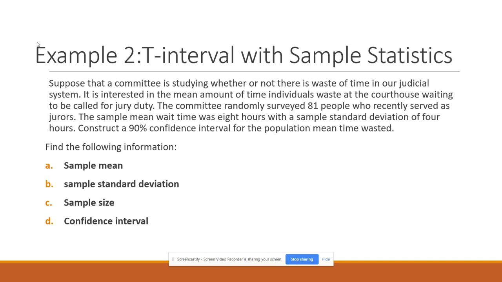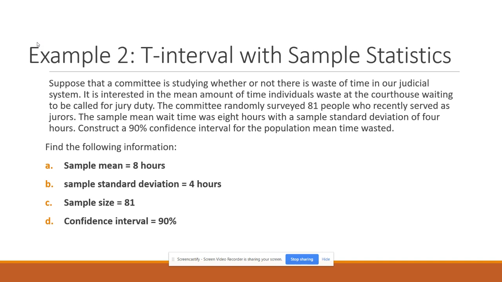Suppose that a committee is studying whether or not there's a waste of time in our judicial system. It is interested in the mean amount of time individuals waste at the courthouse waiting to be called for jury duty. The committee randomly surveys 81 people who recently served as jurors. The sample mean wait time was 8 hours with a sample standard deviation of 4 hours. Construct a 90% confidence interval for the population mean time wasted.